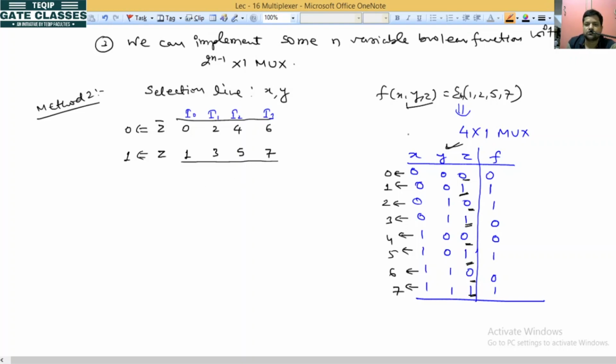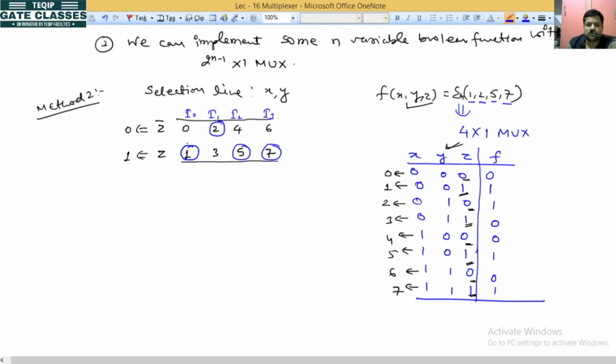Now see the function. In the function, how many minterms we have? 4 minterms, that is 1, 2, 5, 7. Now circle all these minterms here. So it will be 1, 2, 5, 7. Getting my point?